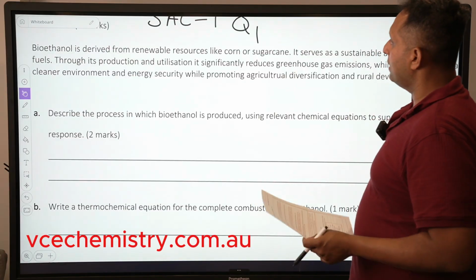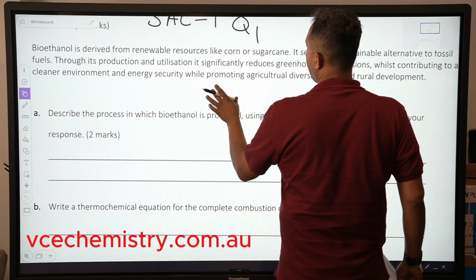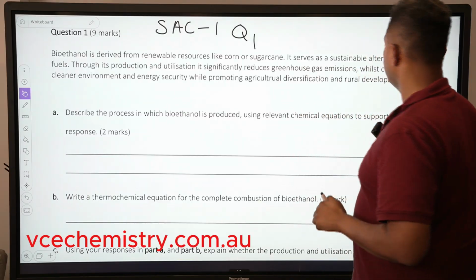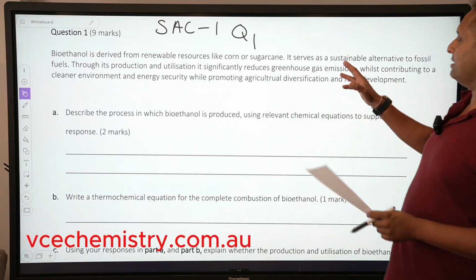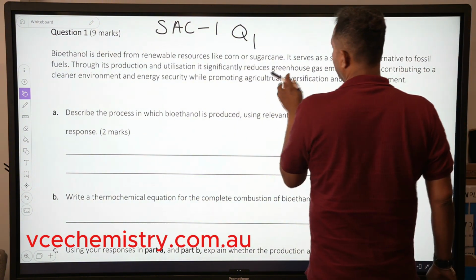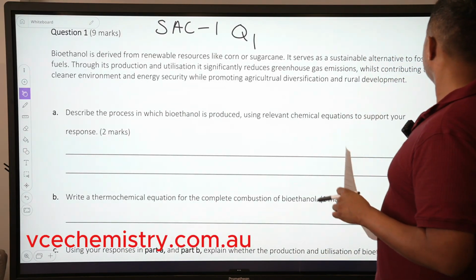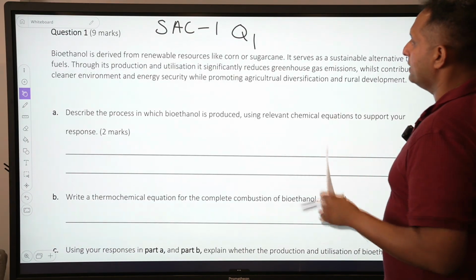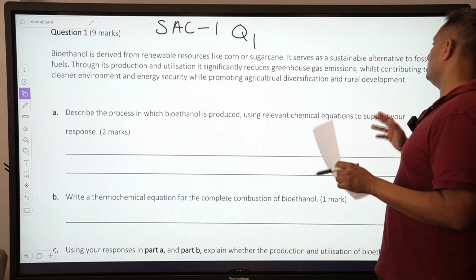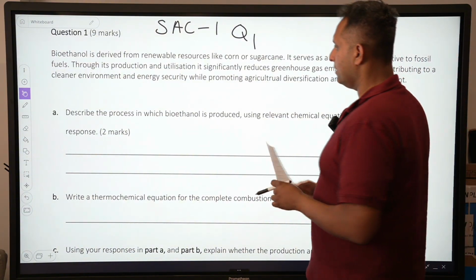Bioethanol is derived from renewable resources like corn or sugarcane. They are plant materials, aren't they? It serves as a sustainable alternative to fossil fuel, and through its production and utilization it significantly reduces greenhouse gas emissions, mainly carbon dioxide here, while contributing to a clean environment and energy security, and promoting agricultural diversification and rural development. Okay, so that's the introduction. Let's look at the question.